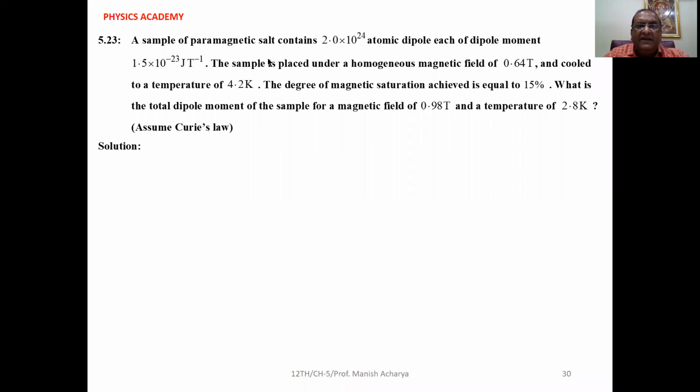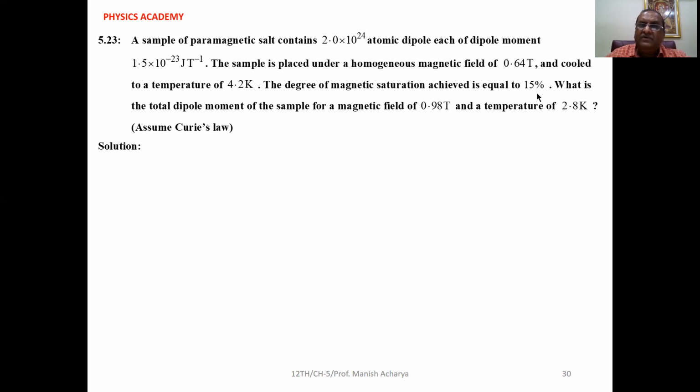5.23. A sample of paramagnetic salt contains 2 into 10 raised to 24 atomic dipoles, each of dipole moment 1.5 into 10 raised to minus 23 joule per Tesla. The sample is placed under a homogeneous magnetic field of 0.64 Tesla and cooled to a temperature of 4.2 Kelvin. The degree of magnetic saturation achieved is equal to 15%. What is the total dipole moment of the sample for a magnetic field of 0.98 Tesla and temperature of 2.8 K? So here the magnetization of the sample takes place.